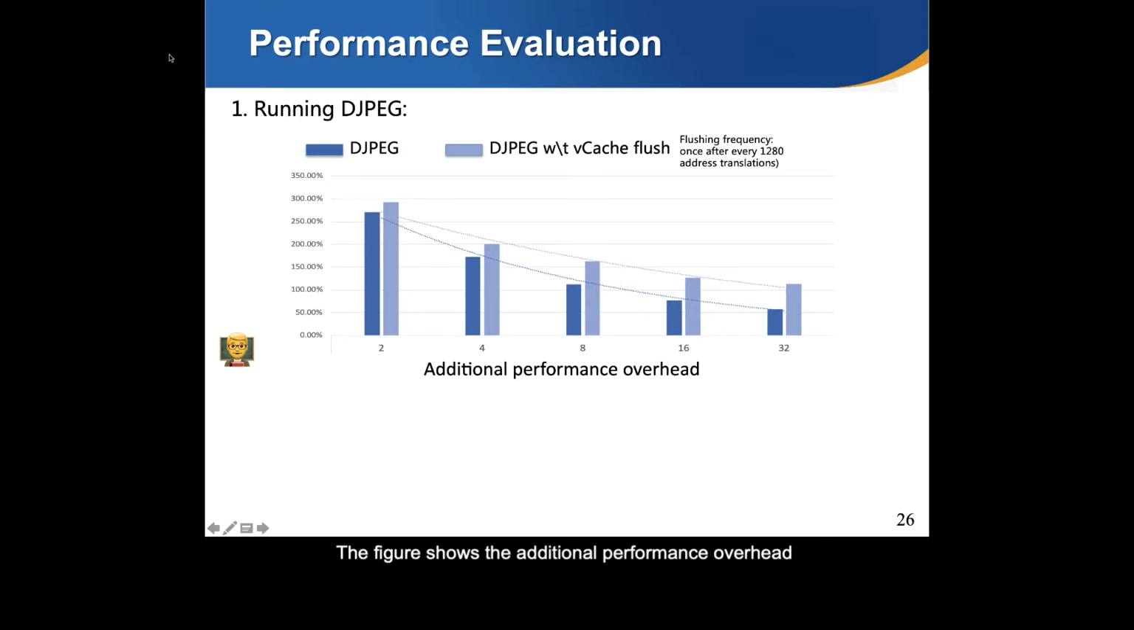The figure shows the additional performance overhead of running DJPEG. The results are around 1 to 3 times. According to our experiments on replaying attacks, we suggest a missing rate of 2.5% can achieve a good balance between security and performance. In this DJPEG example, it brings about an additional 1.3 times performance overhead.